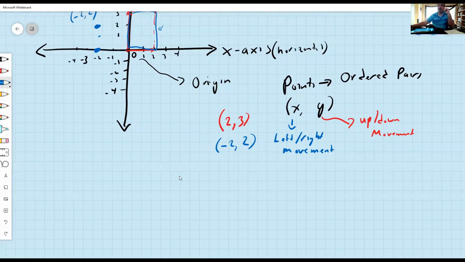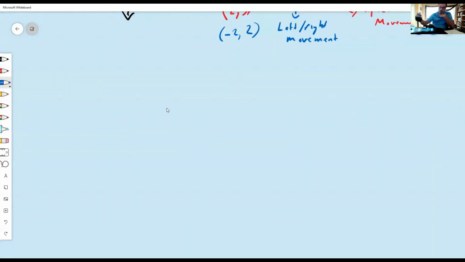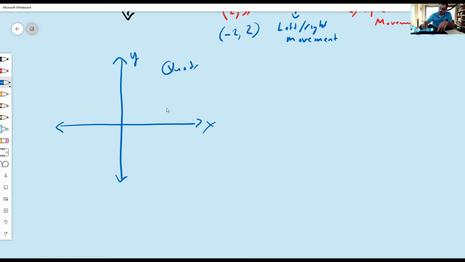So let's graph some more points. Actually, before I graph more points, one other thing I want to mention about this. If you look at your X and Y axis, the X and Y axis breaks your page up into four spaces. So we call those quadrants. Here we call quadrant 1.